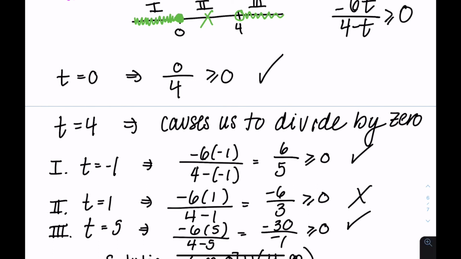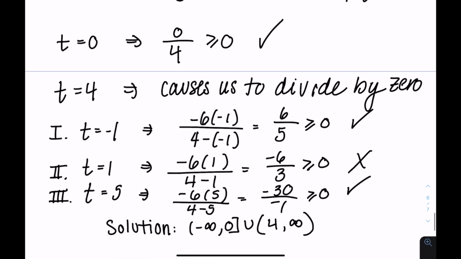I can equal 0. I can't equal 4. So our solution is from negative infinity to 0, and then from 4 to infinity.